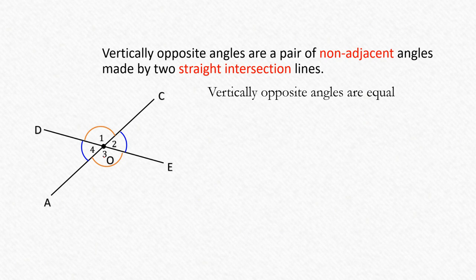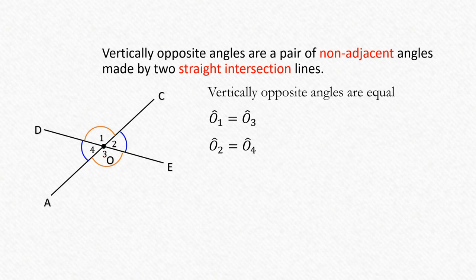Very important. You can write it down: vertically opposite angles are equal. You must know that. So it means here angle O1 is equal to angle O3, and angle O2 is equal to angle O4.